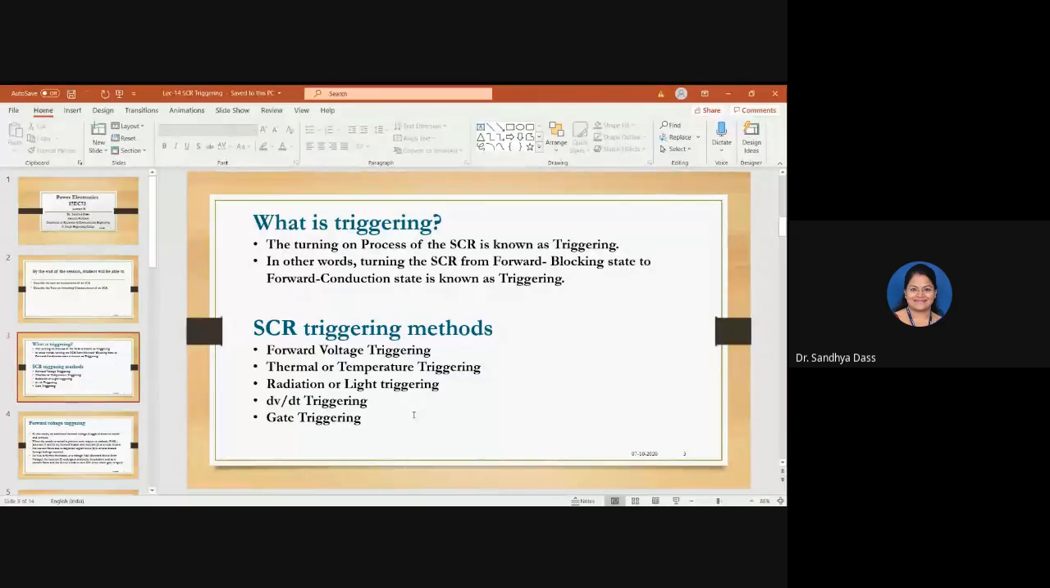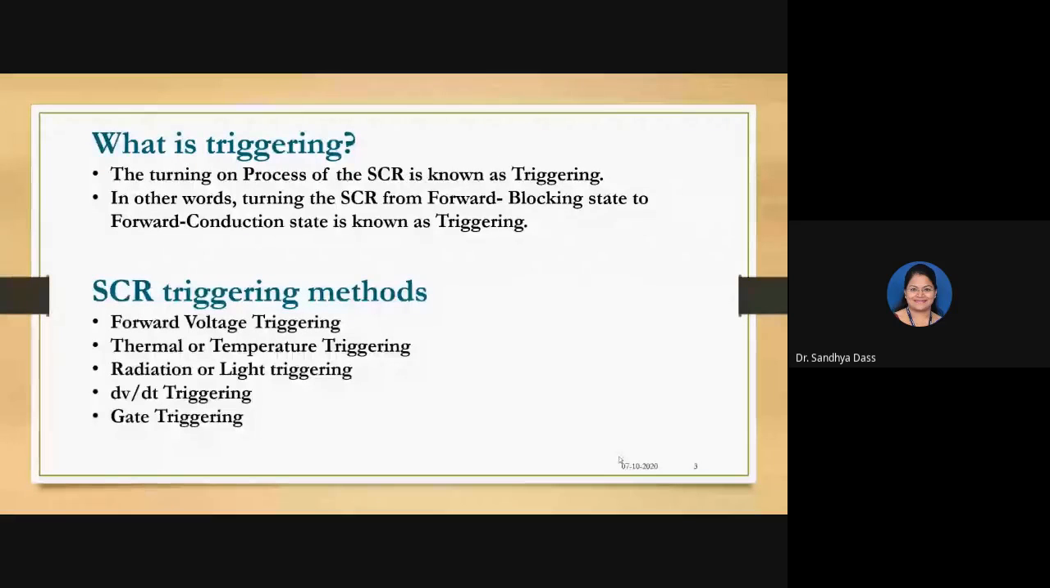So first is forward voltage triggering. A few of them you have already discussed, you are already familiar with that. Second is thermal or temperature triggering, radiation or light triggering, then dV by dt triggering, and finally gate triggering. So you are already familiar with all these. Okay, you know what they are. We are just relating that to how we can turn on the SCRs.